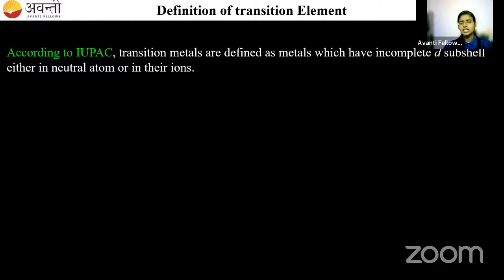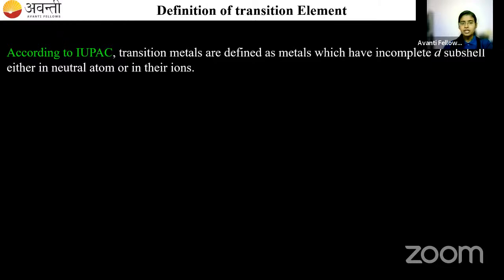The exception is the zinc group. The zinc group is not regarded as transition elements because they have a completely filled subshell in their neutral form as well as in their oxidized form. So they are not considered transition elements. So all D block elements are not called transition elements.